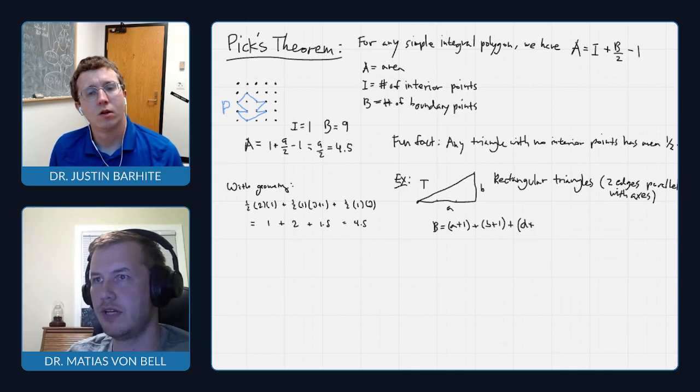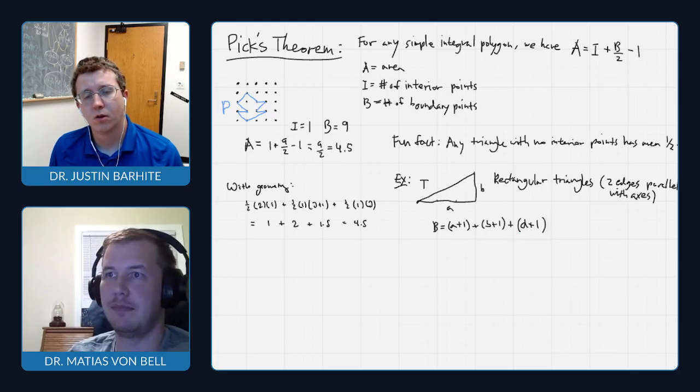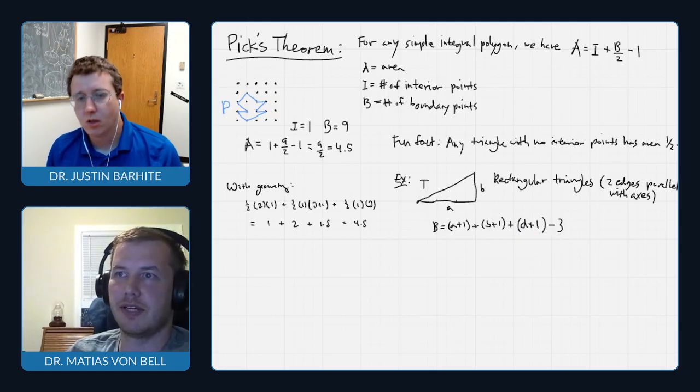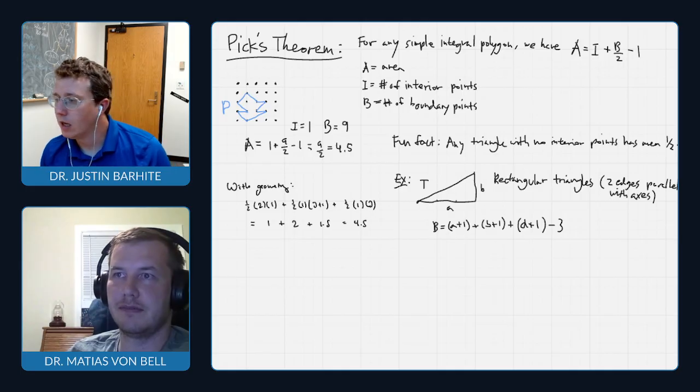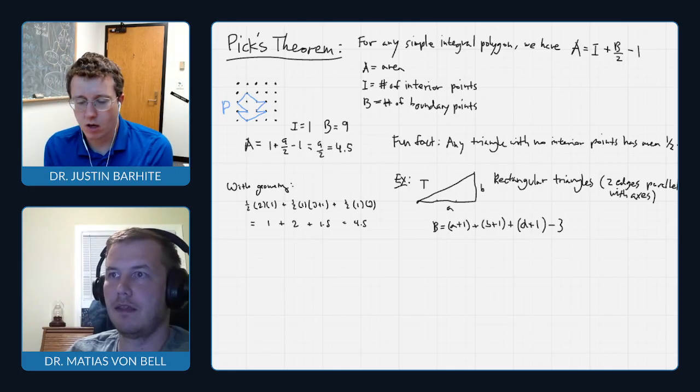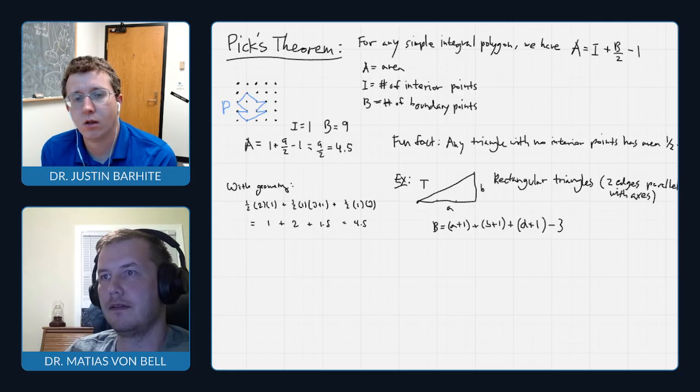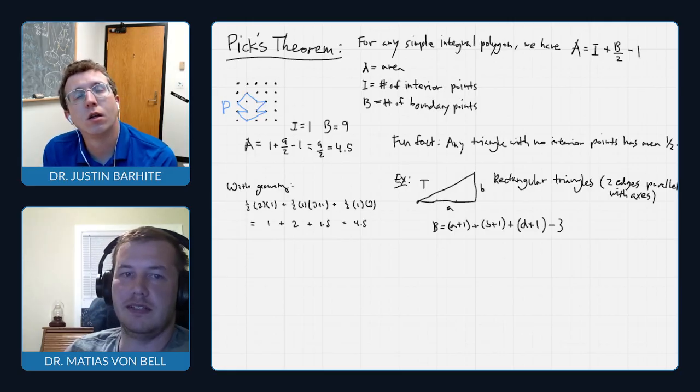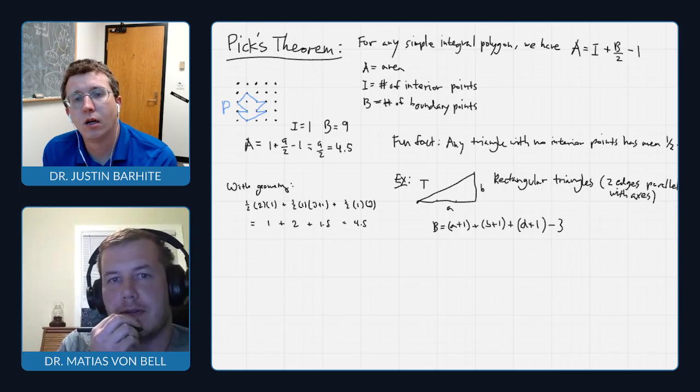Well, I'm going to write it as d for the hypotenuse, so the number of points on the hypotenuse plus one, but we've overcounted again. And then we're going to subtract 3 from this, as we've overcounted the vertices, which have all been counted twice. So the question is, what is d?